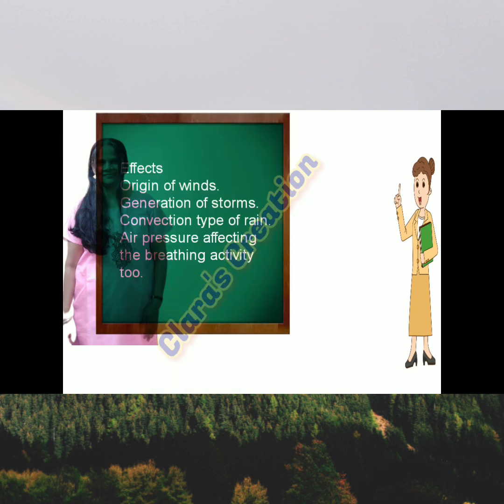What will be the effects of this? The origin of winds. We get winds because of pressure belts. Generation of storms. Storms are created due to pressure belts. Convection type of rain. Even rain is affected because of pressure belts. Air pressure also affects breathing activities.